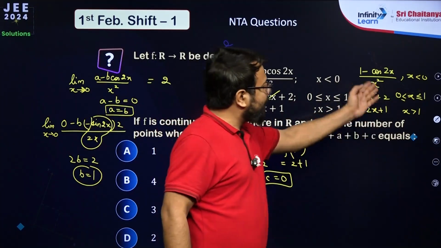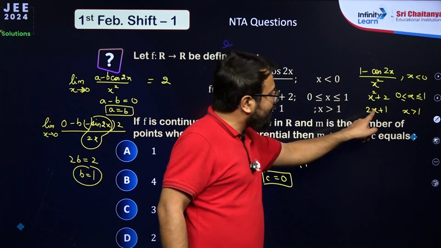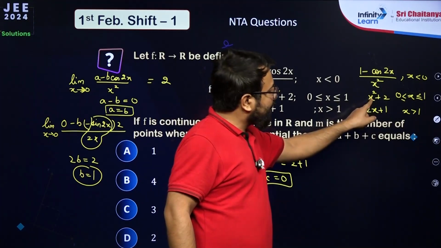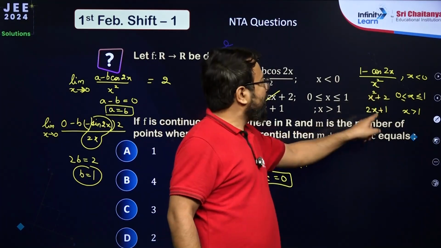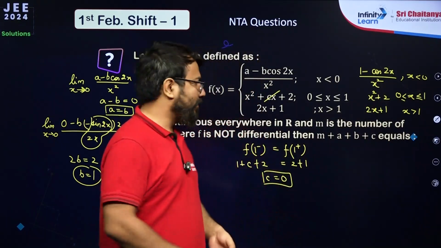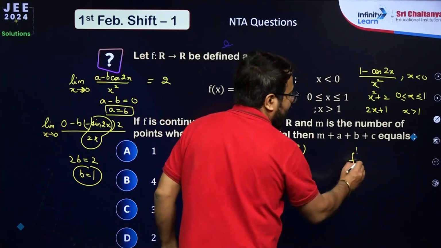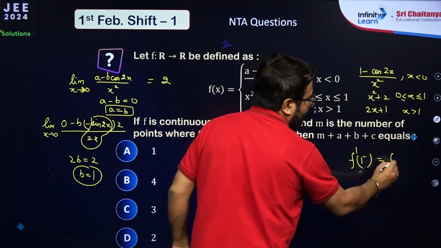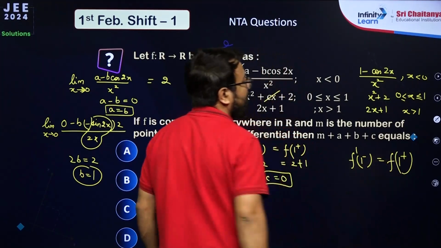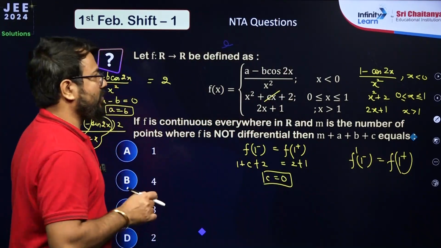If I try to find the differentiability at 1, here the differentiation is 2x, and if I put in 1, the left hand derivative and right hand derivative are both the same. That means f dash of 1 minus and f dash of 1 plus are the same. So it is differentiable at x equals 1.